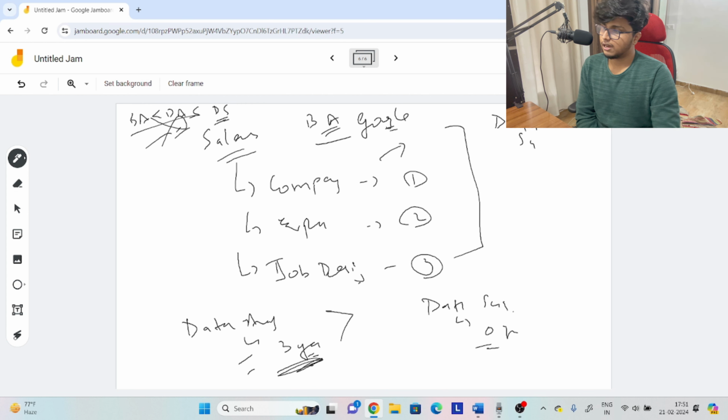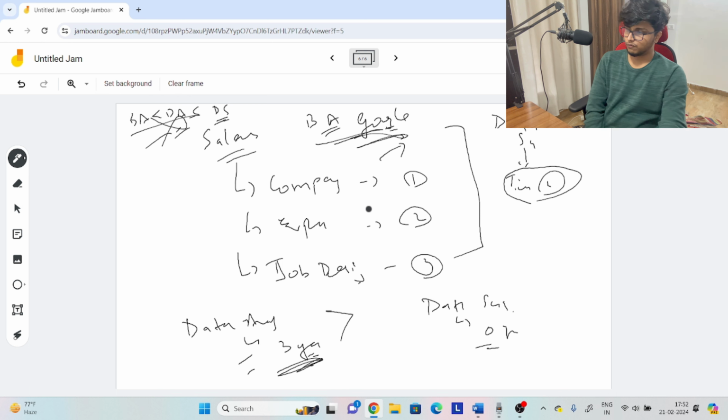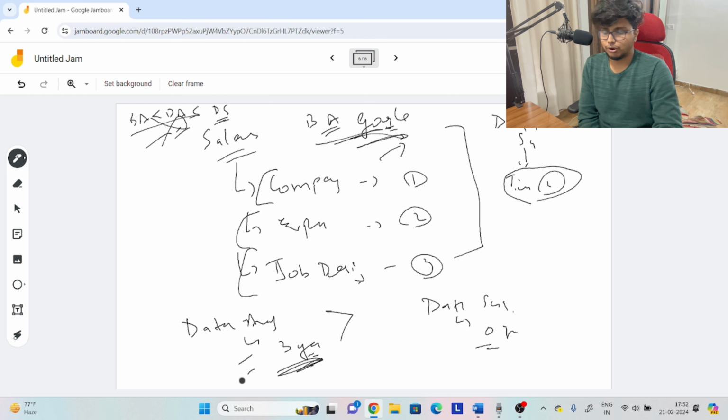In this case, a business analyst working at Google might be earning more than a data scientist working in a tier 3 consulting company. I won't name any company, but let's say he's working in a tier 3 consulting company somewhere. In that case, a business analyst at Google would be earning more, and would be happier, right? So that is the basic idea. Your salary depends on your 3 priority levels: first the company, then your experience, and then your job designation. So comparing just on the basis of designation is absolutely wrong.